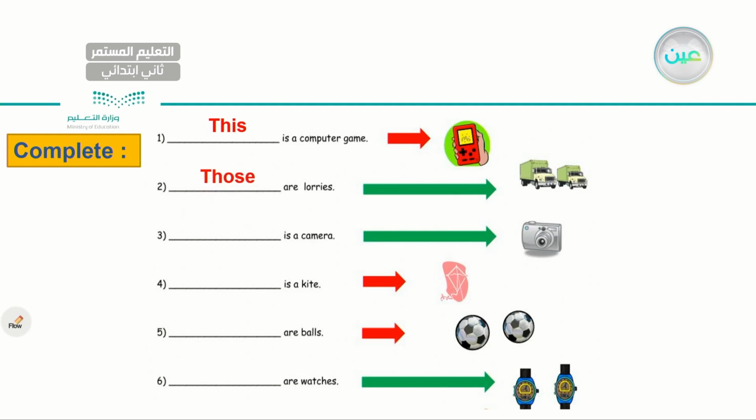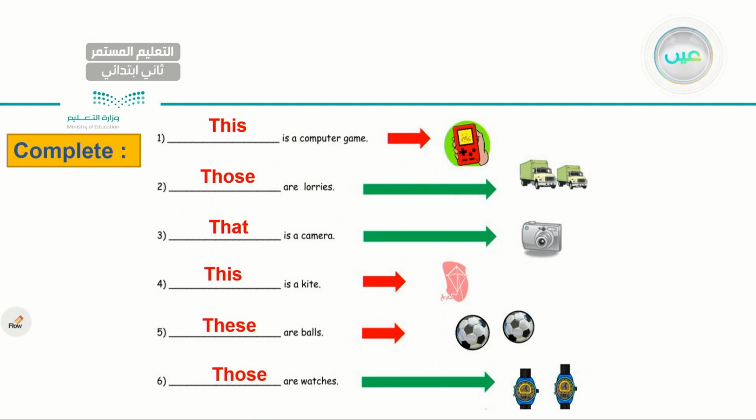Now I have a camera, singular. What do you think? This or that? That is a camera. Very good. Number 4, I have a kite. What do you think? Singular. This or that? This is a kite. Very good. Number 5, I have 2 balls. What do you think? They are close. These are balls. And the last example here, I have 2 watches far away. Those are watches.